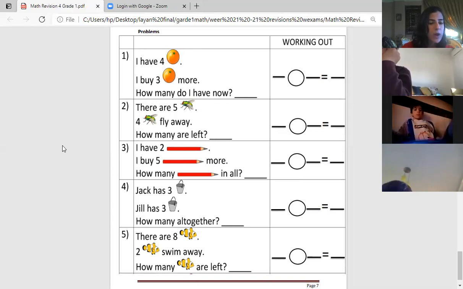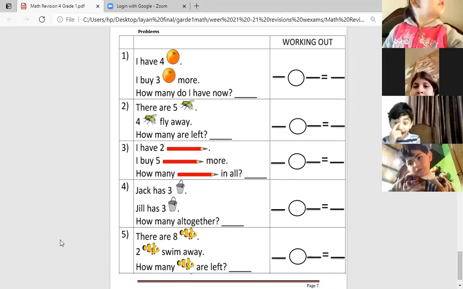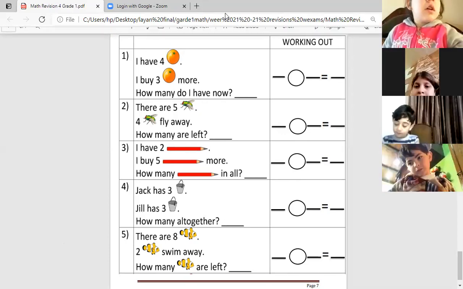If you printed it, put it in front of you to correct your answers. If you did not print it out, follow with me on the screen and I will send it solved on eSchool, okay?